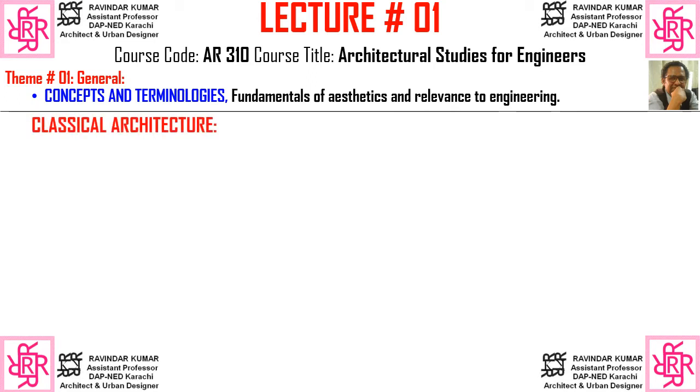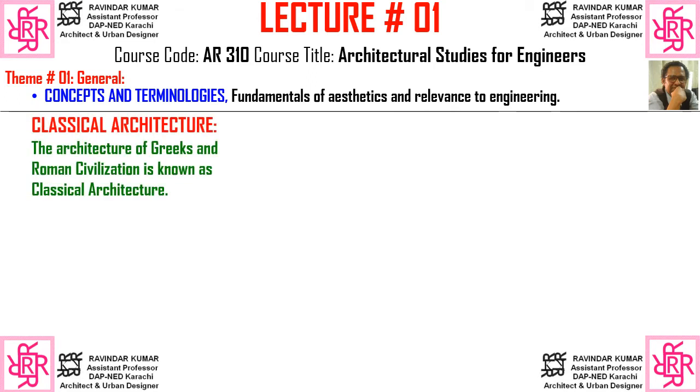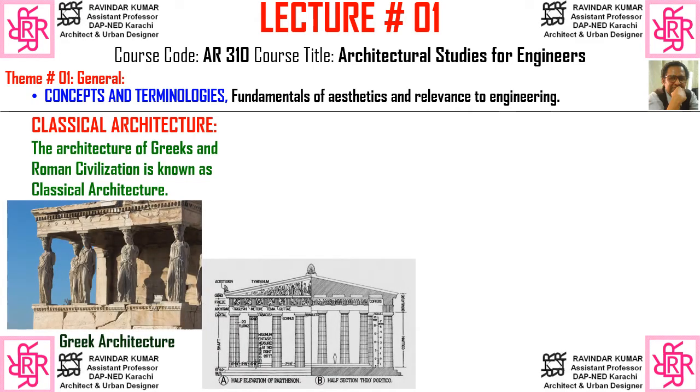Classical architecture. The term classical architecture is attributed to the Greeks and Roman civilization. And it is because the Greeks and Romans have developed classical designs. They have developed the different elements of buildings and given them different names, and they have developed their shape geometry.